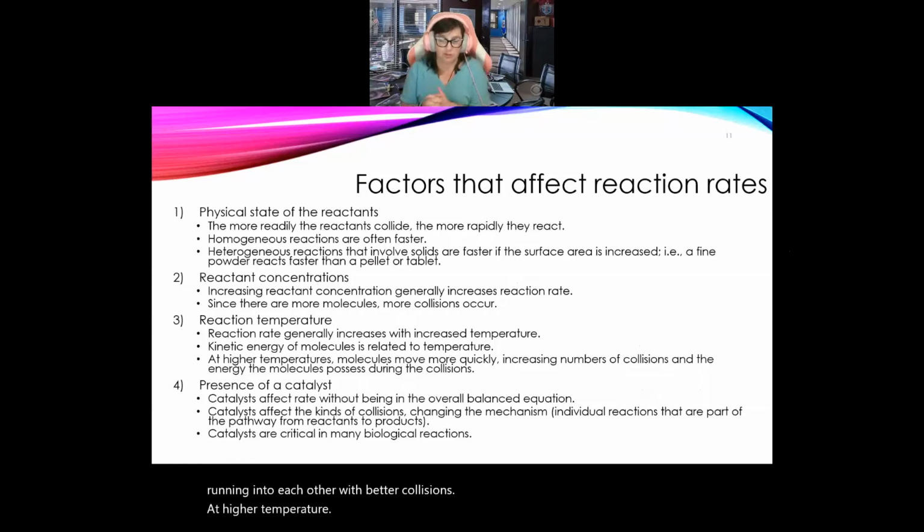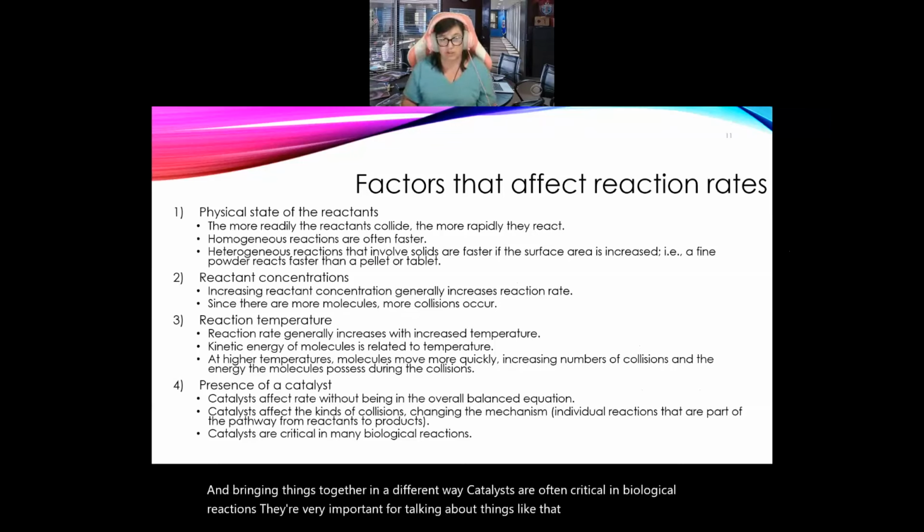Now, there's another thing that we can talk about, and that's the presence of a catalyst. A catalyst is something that is not consumed during a reaction, but it can make the reaction go faster. It does not appear in the overall balanced equation because whatever we use, we get back. They affect the kinds of collisions, changing the mechanism and bringing things together in a different way. Catalysts are often critical in biological reactions. They're very important for talking about things like that.